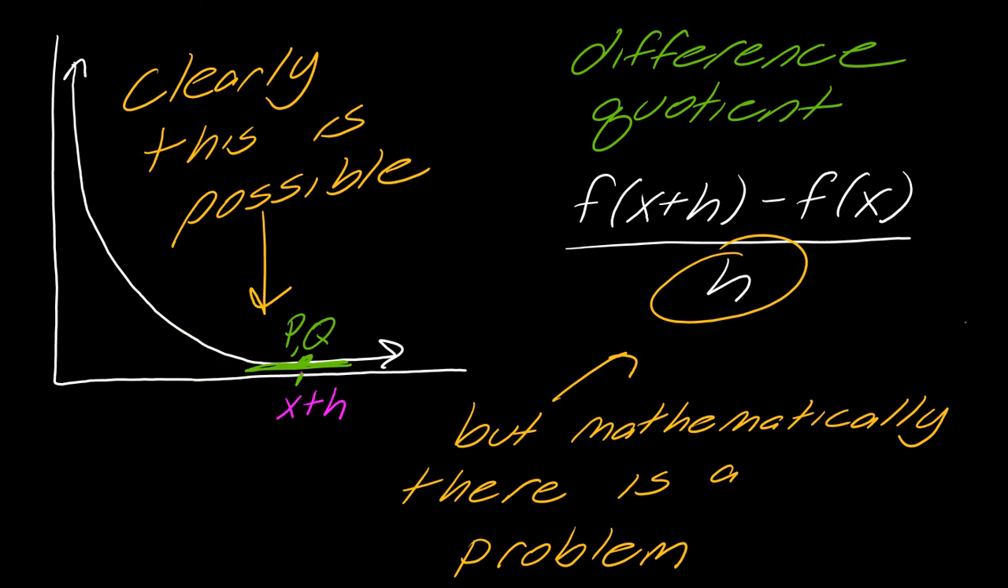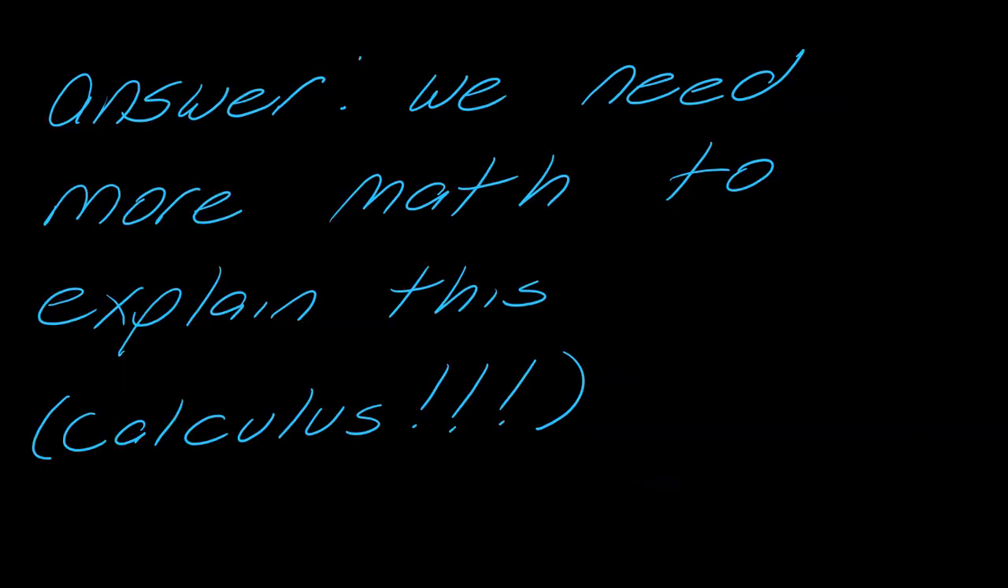So what's the answer to this? What does this mean? Well, the answer to this actually is that we need more math to explain this. And this is actually where calculus kind of starts in some ways. It's trying to answer, why is it that I can slide these points closer together and make that distance 0, but that creates a mathematical problem? How do I resolve those two things? That's something that you resolve in calculus.